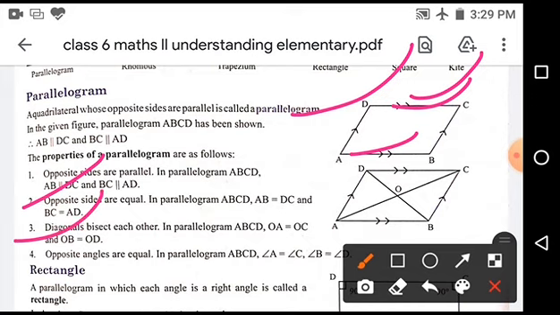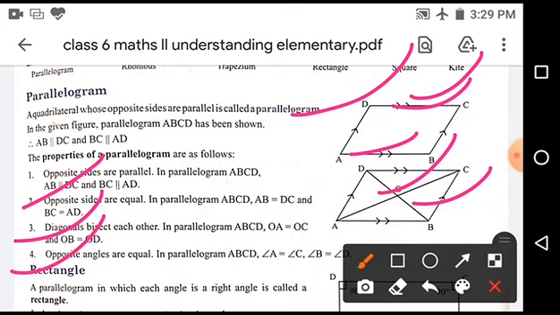Diagonals bisect each other in a parallelogram. You can see here there are two diagonals, AC and BD, which bisect each other. That means the half part of each diagonal will be equal because they bisect each other.